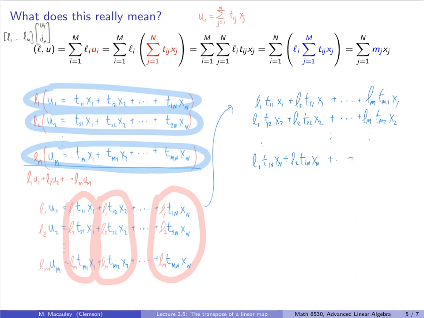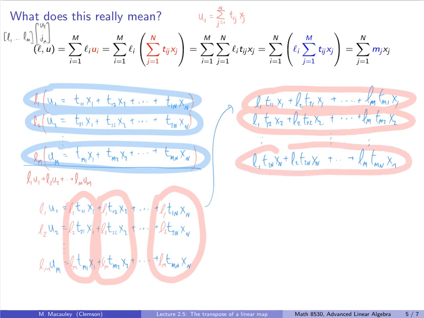plus LM TMN XN. Okay, so these columns have now become these rows, and let me use that same color again to emphasize that. And now what I want you to notice is I sort of want to undo this process here.